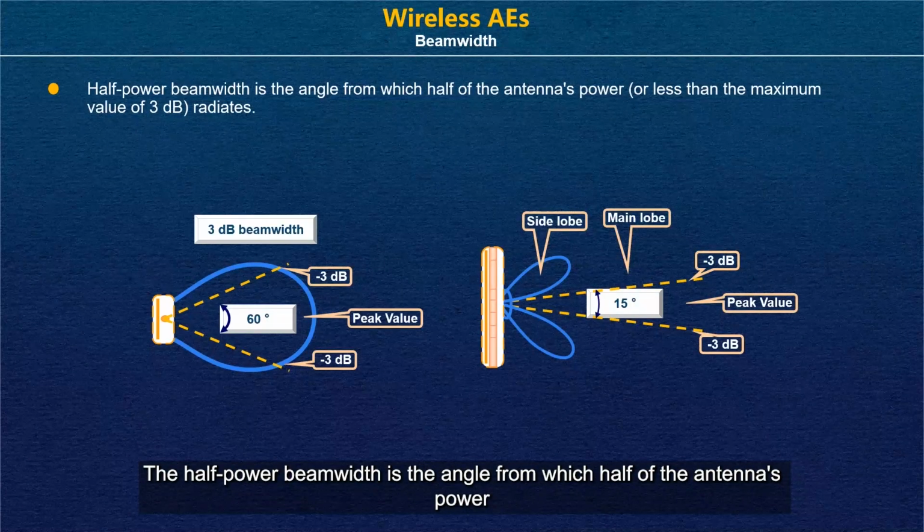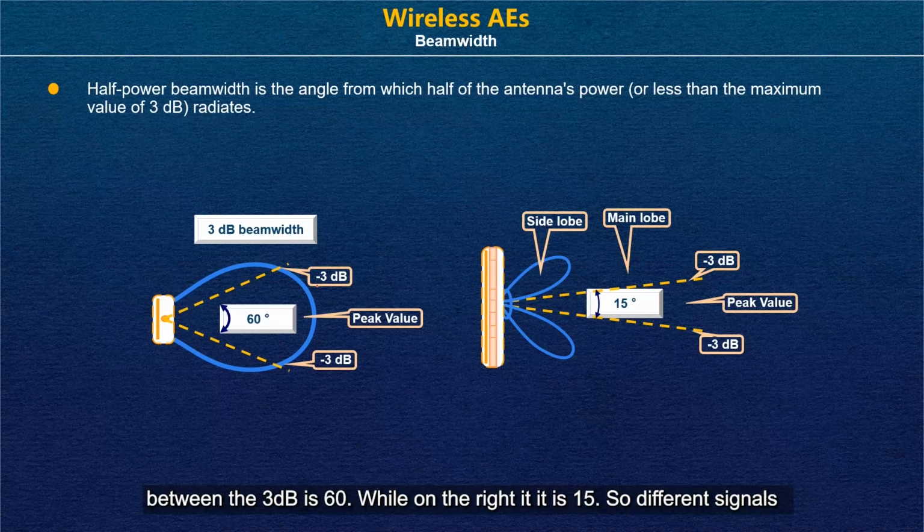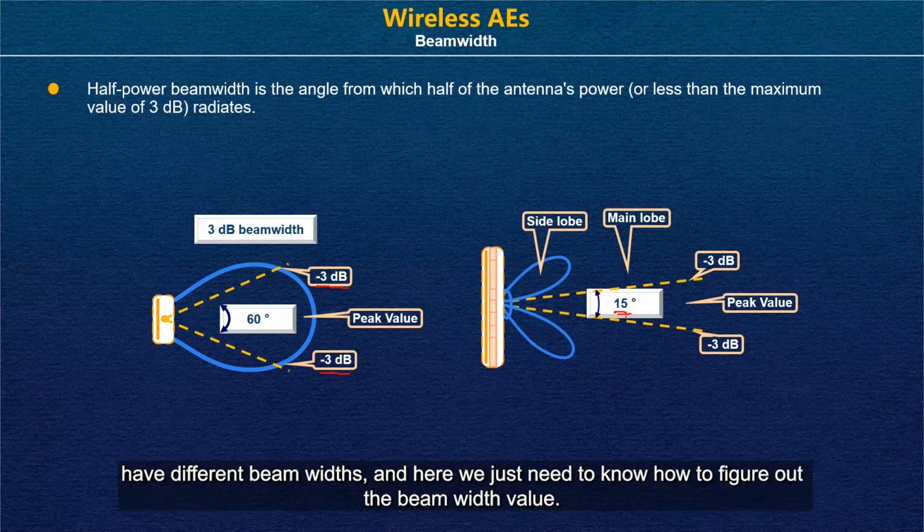The half-power beam width is the angle within which the antenna's power radiates at half, or less than the maximum value by 3 dB. Here you can find on the left, the angle between the 3 dB points is 60, while on the right, it is 15. So different signals have different beam widths. Here we just need to know how to figure out the beam width value.